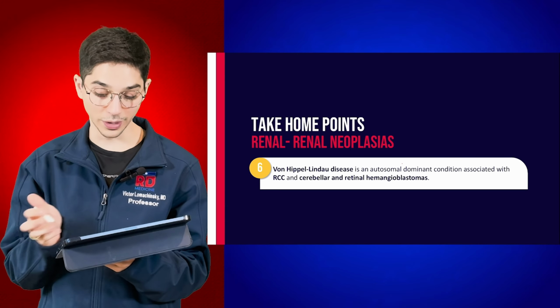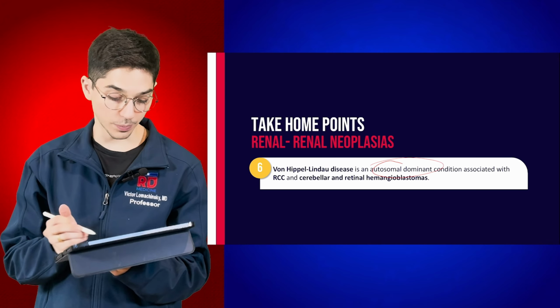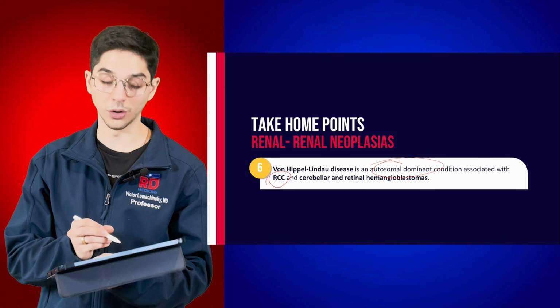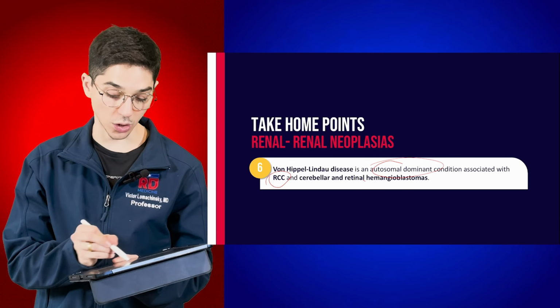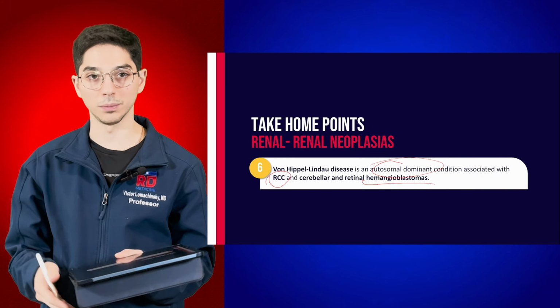Number 6, we spoke of von Hippel-Lindau. Now, von Hippel-Lindau is an autosomal dominant condition which is associated with both renal cell carcinoma and those cerebellar and retinal hemangioblastomas. Very important buzzword here.